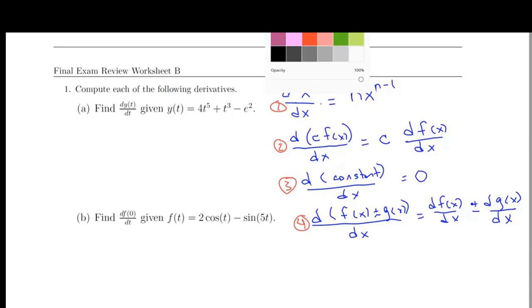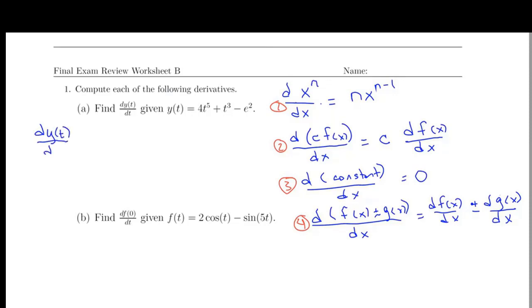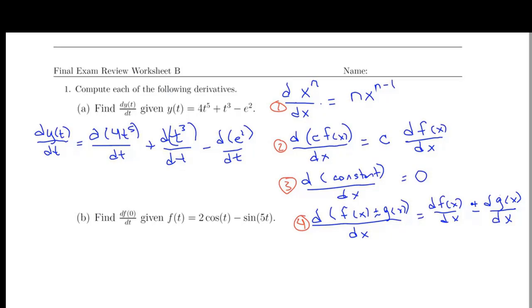I want to find the derivative of y of t. The derivative of y of t with respect to t is equal to, the first thing I'm going to do is use number 4, because I can separate those individually. I can say this is the derivative of 4t to the 5th with respect to t plus the derivative of t cubed minus the derivative of e squared with respect to t. I used number 4, which just separated them all into different pieces. I don't really want to write the whole thing over again.